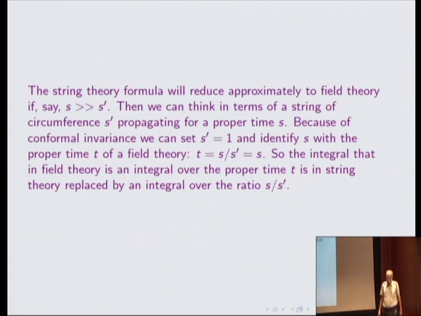So we can think of a string of circumference s prime propagating for a proper time s. Because of conformal invariance, we can scale s and s prime by a constant. So for example, we can gauge fix to s prime equals 1. And then if s prime is 1, then s is the same as s over s prime, which we identify with the proper time of a field theory. So the integral that in field theory is an integral over the proper time t is in string theory replaced by an integral over the ratio s over s prime.